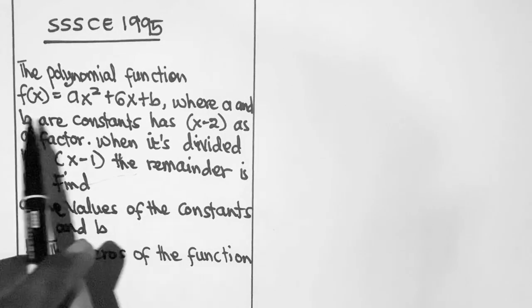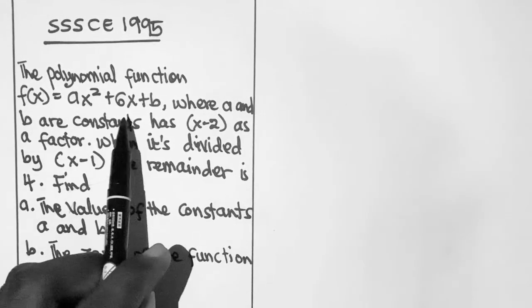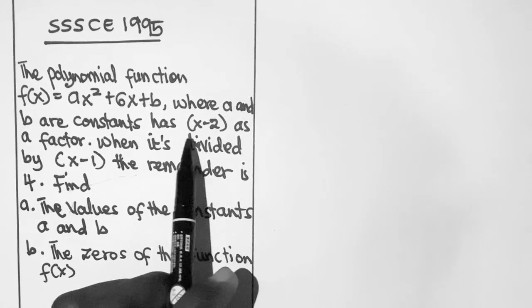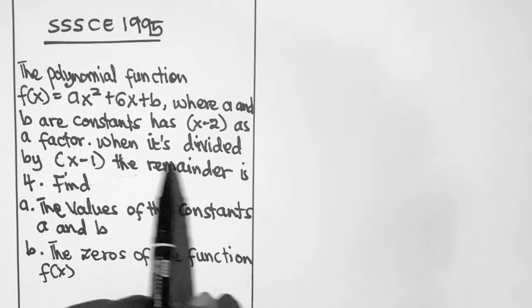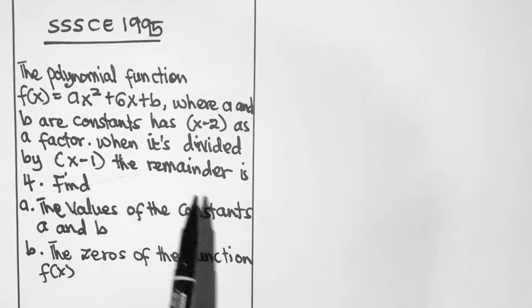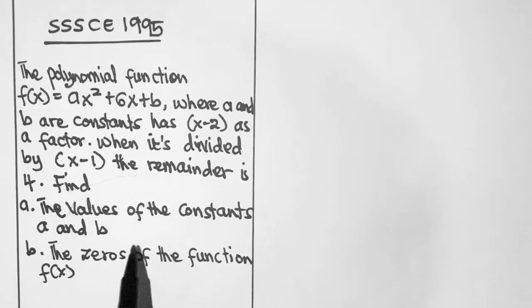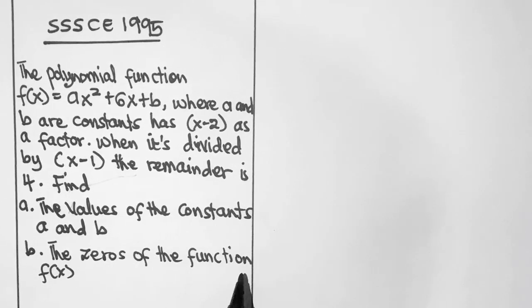The polynomial function f of x equals ax squared plus 6x plus b, where a and b are constants, has x minus 2 as a factor. When it is divided by x minus 1, the remainder is 4. Find (a) the values of the constants a and b, and then (b) the zeros of the function.